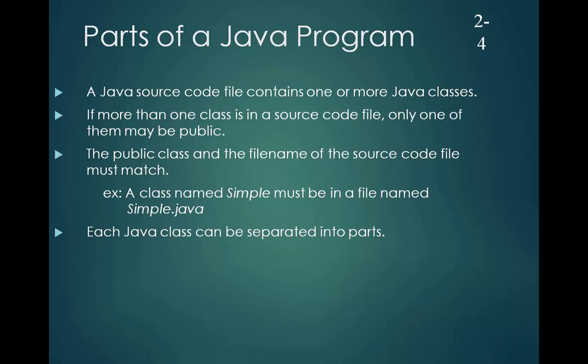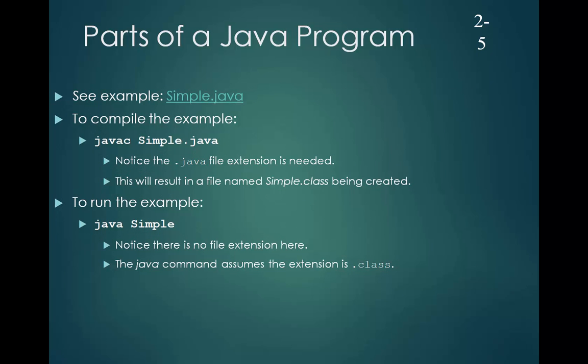So if each class is in one file and the file has the same name as the class, you can see what classes you have in a program by looking at all the files that you have. Okay, so in the example Simple that is in the book, Simple.java is the file that contains the class that's called Simple. And I encourage you to look in the book for the Simple.java example.